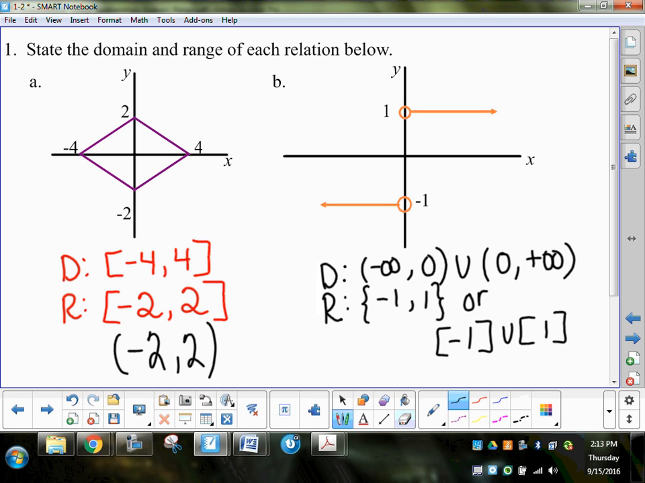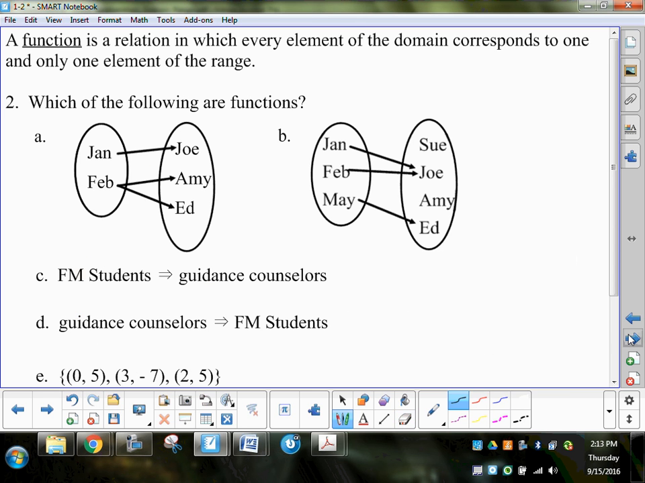What questions do we have on this? Because this is tough. All right, let's bounce over, please, to the next one.